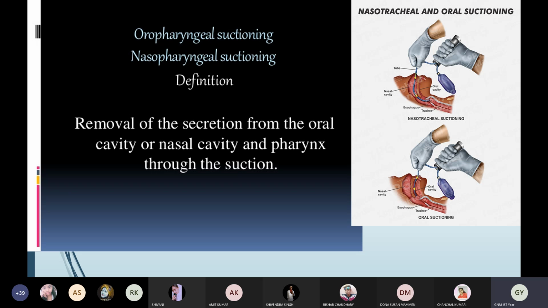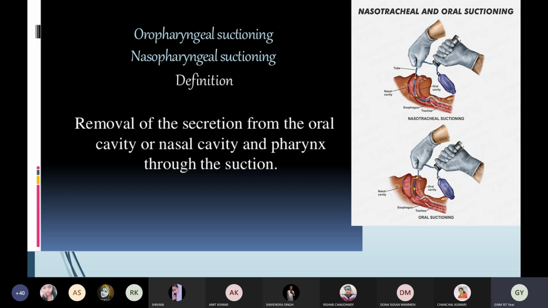So let us see the definition. Removal of secretions from the oral cavity, meaning from the mouth. If there are any secretions inside the mouth, we can remove them by suctioning. Removal of secretions from the oral cavity, that is the mouth, or the nasal cavity, that is the nose, and the pharynx, through suction, is called oropharyngeal suctioning and nasopharyngeal suctioning. I hope this is clear with the definition. You can see pictures here.